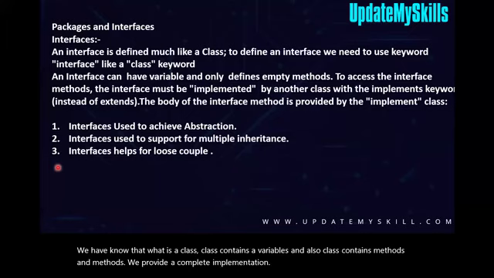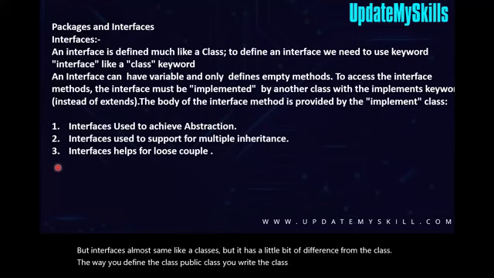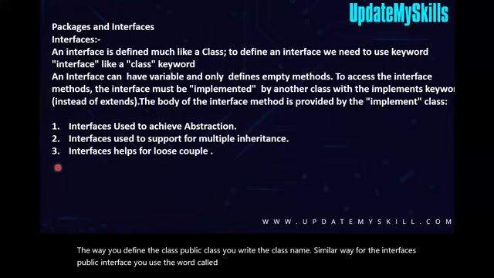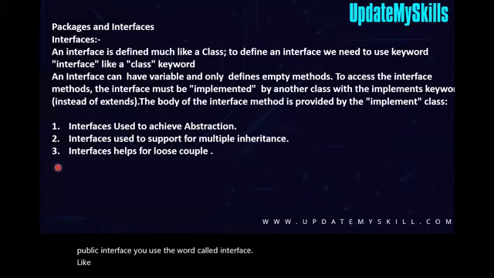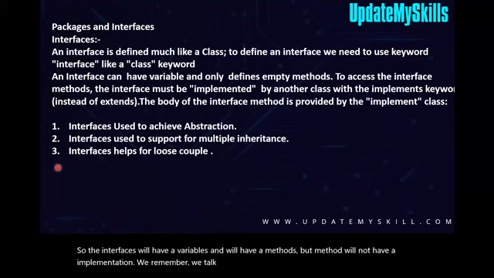But interfaces are almost the same as classes, with a little bit of difference. The way you define a class is public class, then you write the class name. Similarly for interfaces, public interface, you use the word interface like the class word, and you create an interface. The interface will have variables and methods, but a method will not have an implementation. We remember we talked about abstract methods.